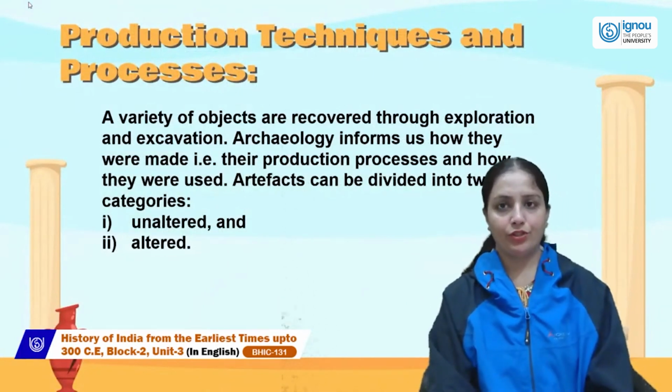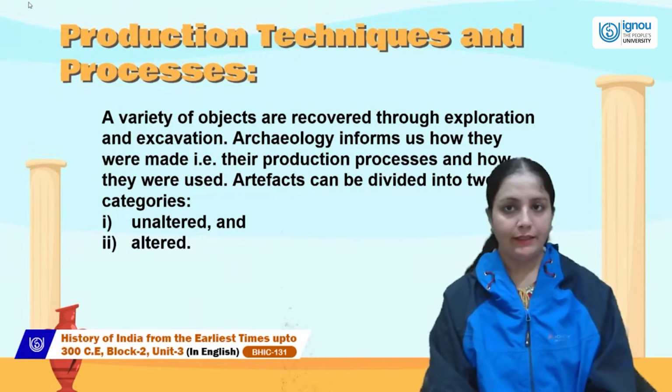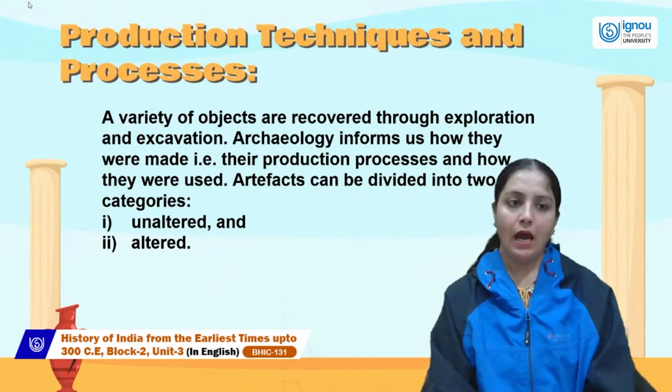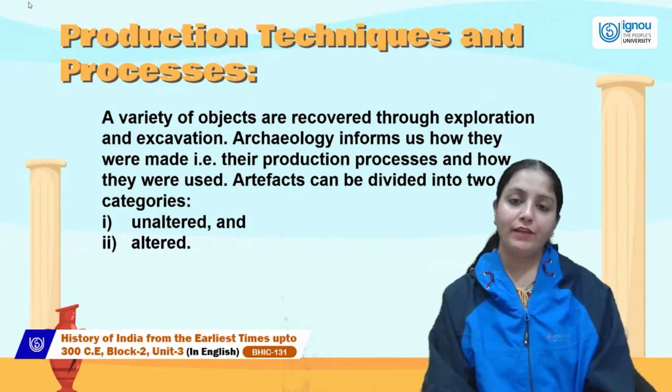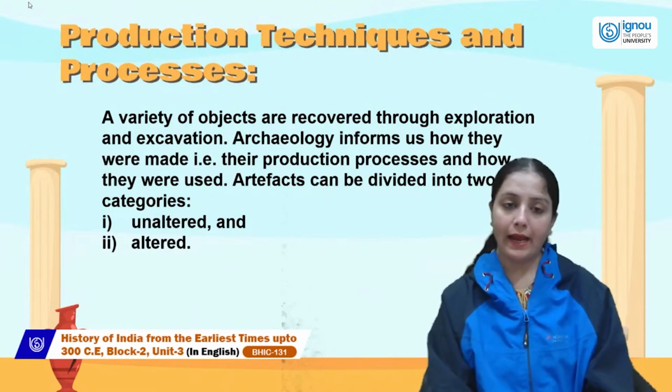Next is production techniques and process. A variety of objects are recovered through exploration and excavation. Yes, archaeology informs us how they were made, like their production process, and how they were used. Artifacts can be divided into two categories: unaltered and altered.